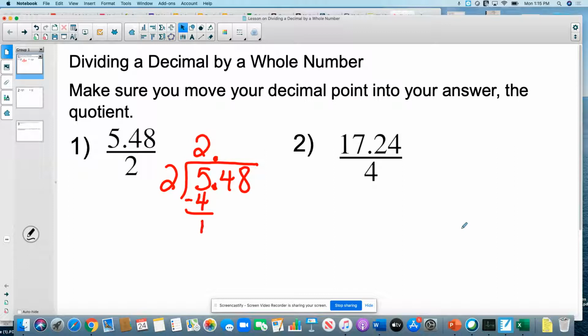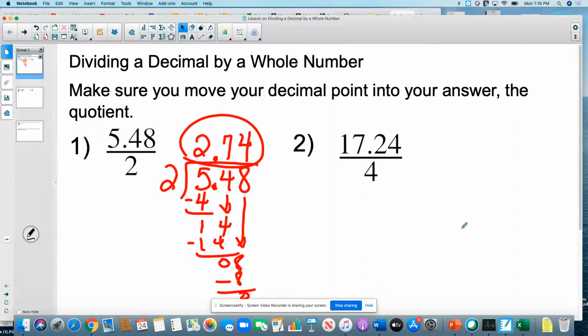You subtract, you get 1. Bring your next number down, which is a 4. 14. 2 goes into 14 7 times, which is 14. Subtract, I get a 0, but I still have one more number to bring down. So 2 goes into 8 4 times, which is 8. I subtract, and I get a 0. So my quotient answer is 2 and 74 hundredths.